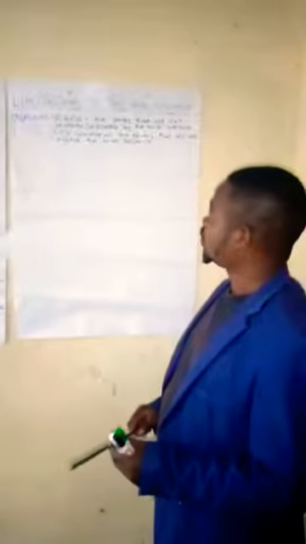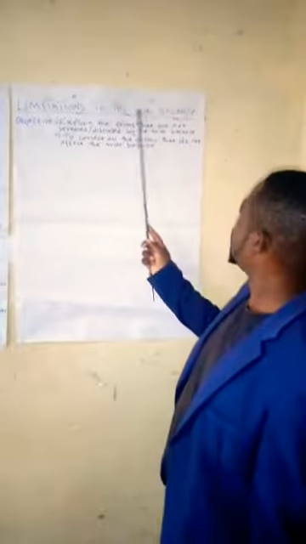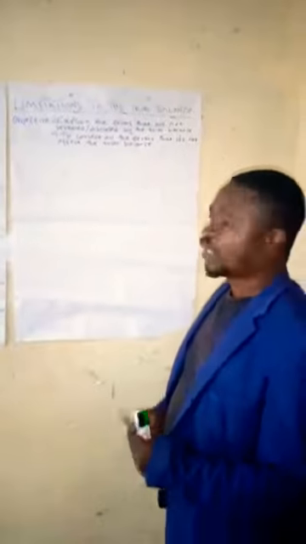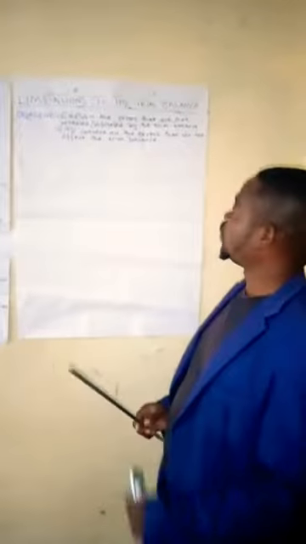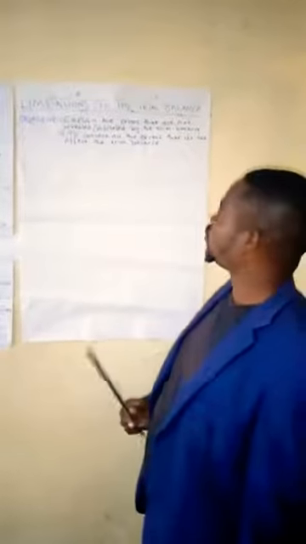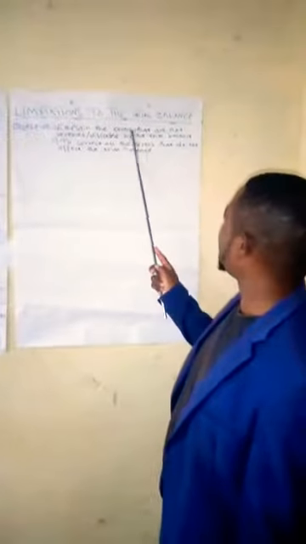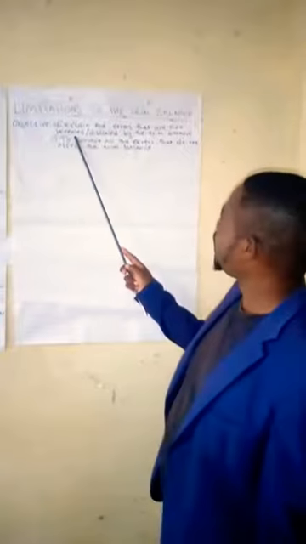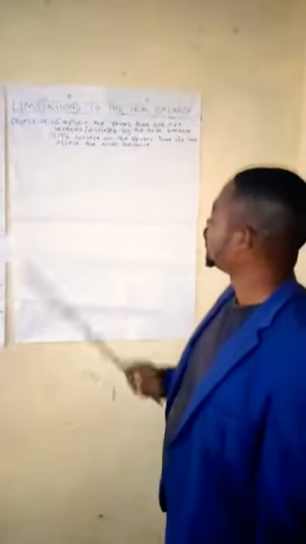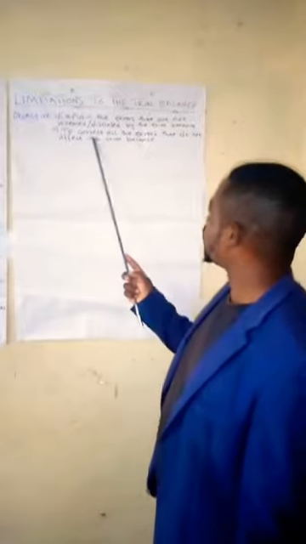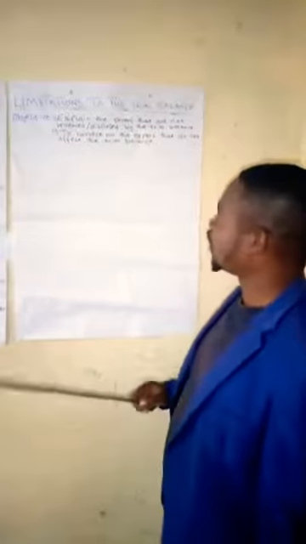Alright, today's lesson is on limitations to the trial balance. The objective for this lesson, actually we have got two objectives. The first one is to explain the errors that are not revealed or disclosed by the trial balance. Then the second objective is to correct all the errors that do not affect the trial balance.